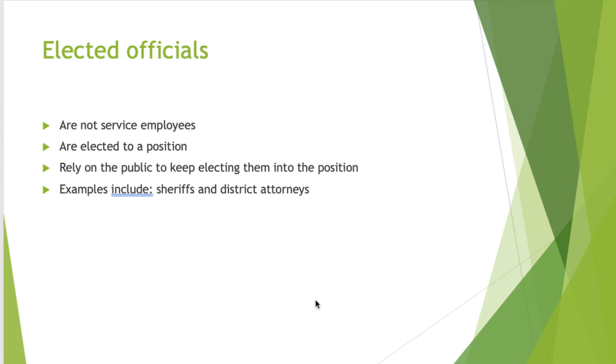So examples of this would include your sheriff or your district attorneys. These are elected officials. If we take the example of a sheriff, he's elected into a position, and then if he doesn't do a good enough job, the public can decide, and he runs for re-election. The public can decide whether to elect him again for another tenure or take him out. So that would be an example of elected officials.